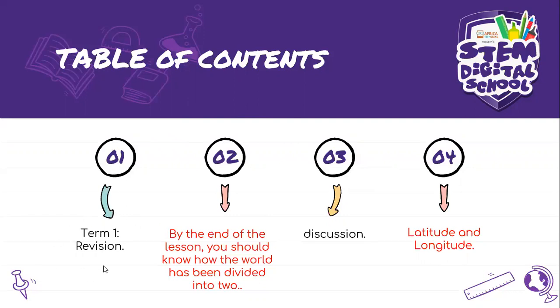So this will be a revision for term 1. If you have your textbooks, you can go to term 1 and then the first topic there about geography. It's where we are. I won't say the page because we're using different textbooks. By the end of the lesson, you should know how the world has been divided into 2, which is the latitude and the longitude.